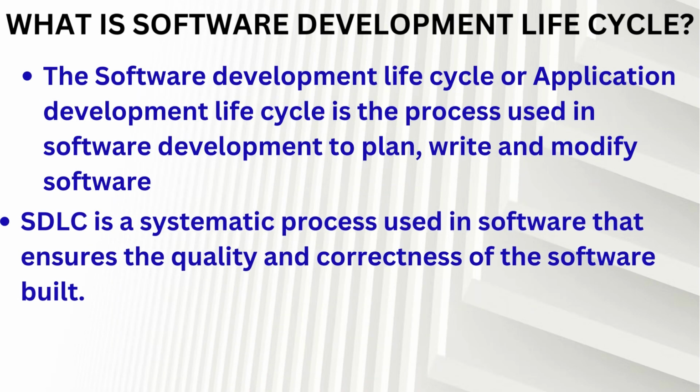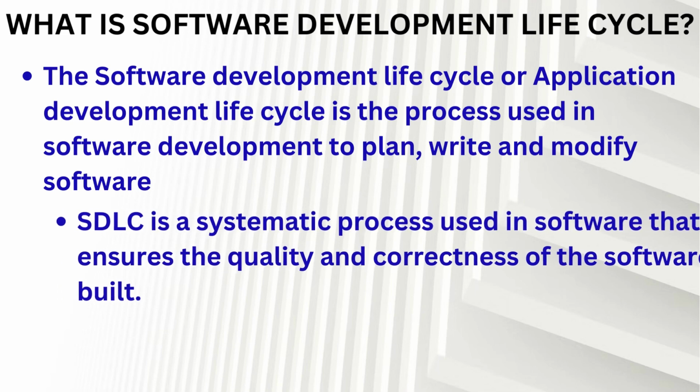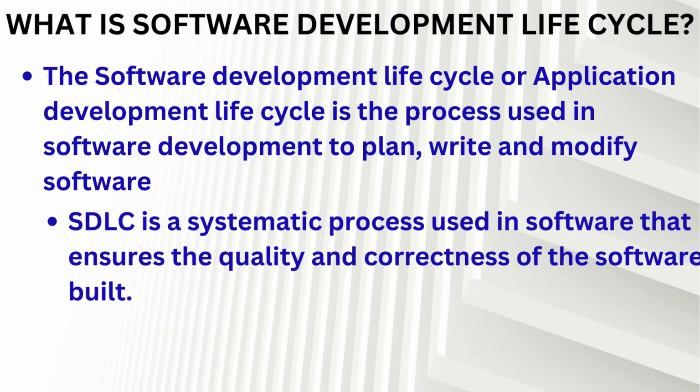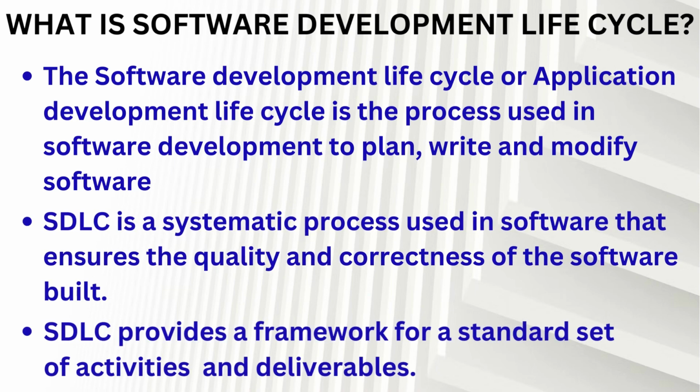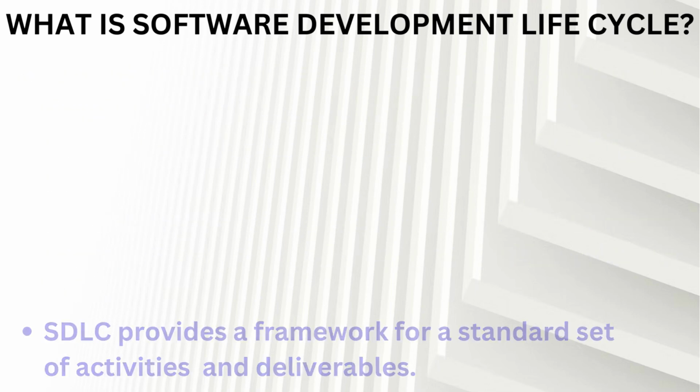SDLC is a systematic process for constructing software that ensures the correctness of the built software. It provides a framework for a standard set of activities and deliverables, ensuring the quality of the product. Using SDLC is crucial for achieving a quality product, as it furnishes a framework for all activities in SDLC phases, such as requirement gathering, design, planning, coding, testing, etc. It outlines the phases present in SDLC for a comprehensive understanding.